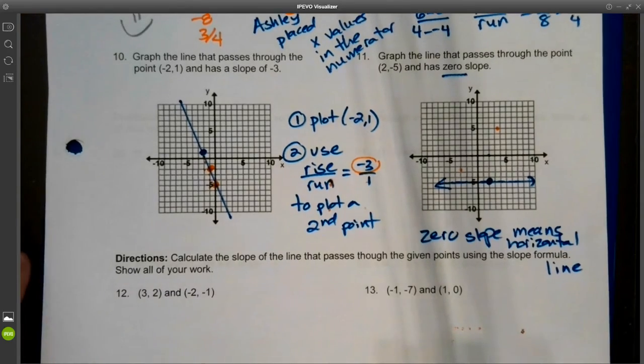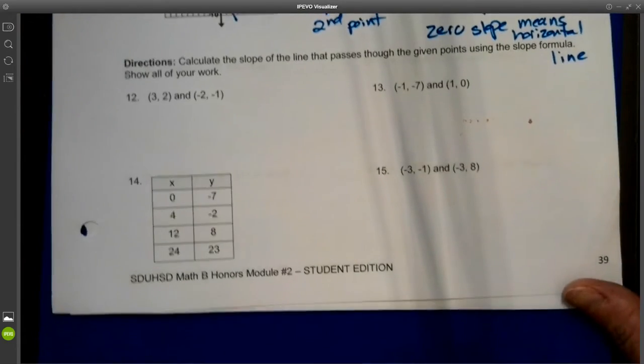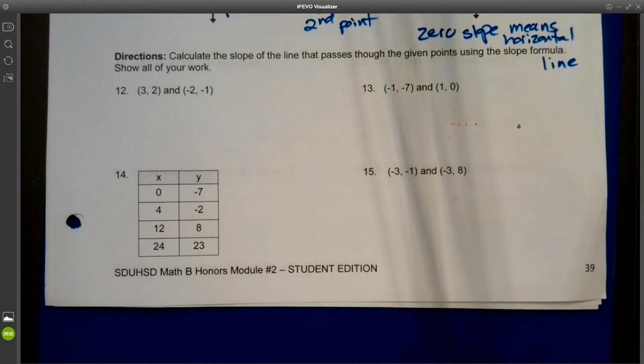All right, I'm looking at 12, 13, 14, and 15. Here we go. We're going to calculate the slope of the line that passes through the given points using the slope formula. We're not going to graph these things, guys. So let's look at 12.